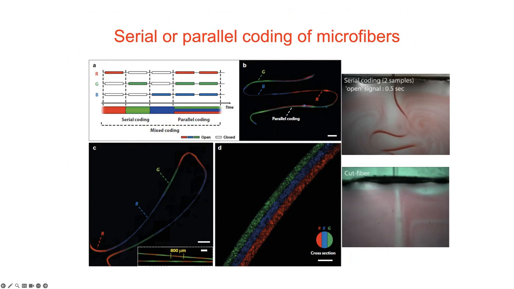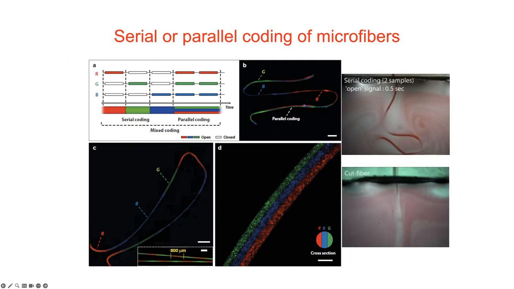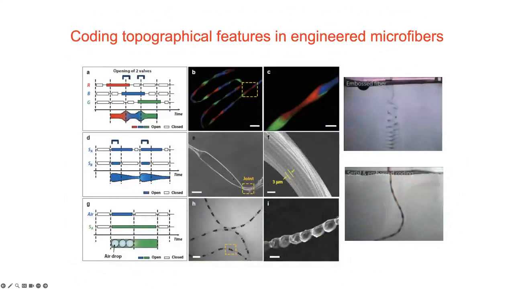Here are some examples. Imagine if you have three channels with red, green, and blue dyes in them. If you open them sequentially, then the material will be expressed sequentially in these areas. If you open them all simultaneously, then all of these materials will be expressed. And this shows the amount of control that you can get on these extruded materials.